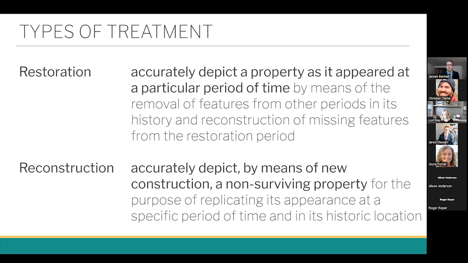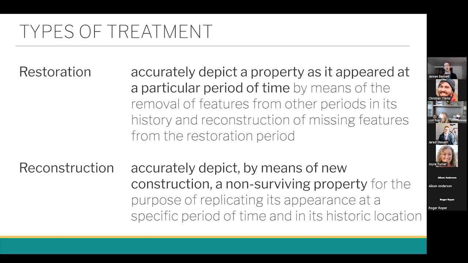The next one is restoration, which looks to accurately depict a property as it appeared at a particular period of time by means of the removal of features from other periods in its history and reconstruction of missing features from the restoration period. So one key difference between rehabilitation projects and restoration projects is that rehabilitation is concerned more with the current use and conserving the history, the historical fabric from a period of significance.